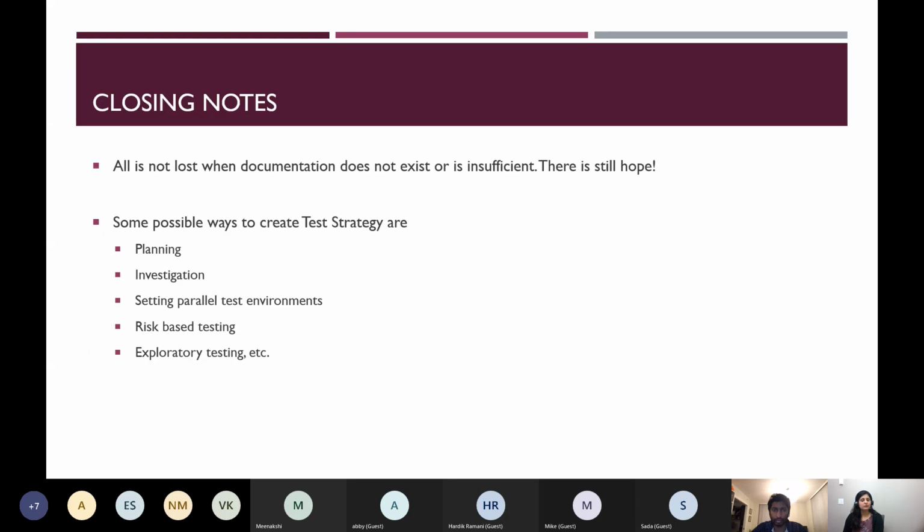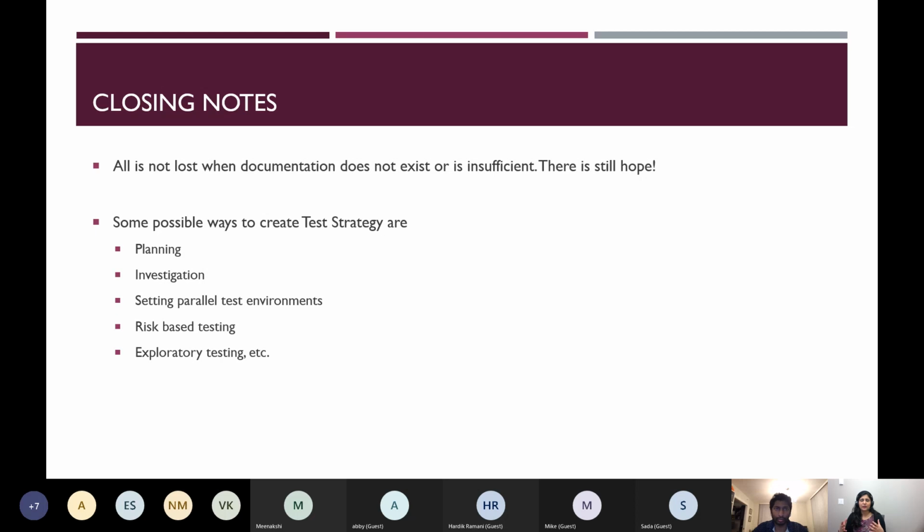Again, don't lose hope. All is not lost when there's no documentation. There are still some ways where we can either find documentation or create our own. I mean, really, we could do it too. And I'm not saying taking on all the responsibility from the product analyst or from the PM. Really, I'm not saying that.